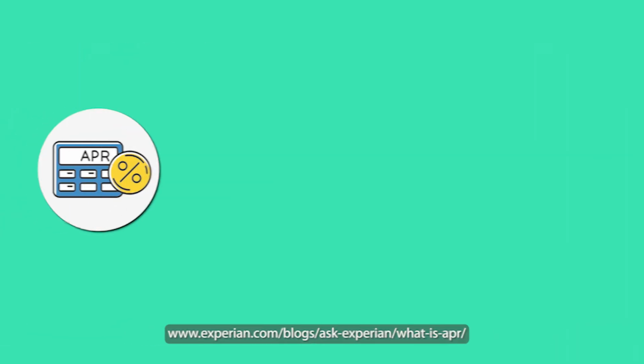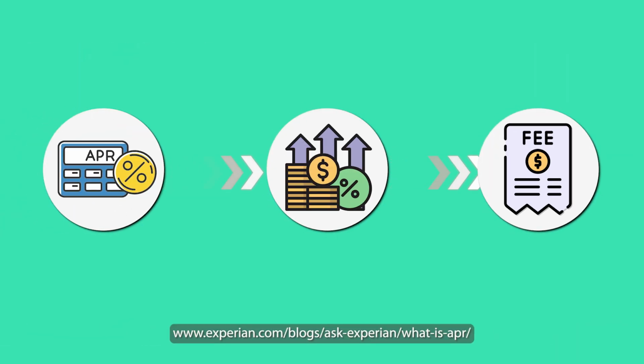Now let's talk about annual percentage rate or APR. Your APR is the interest rate, including some fees. Think of this as the cost of borrowing money.